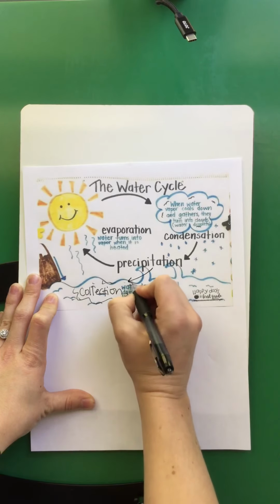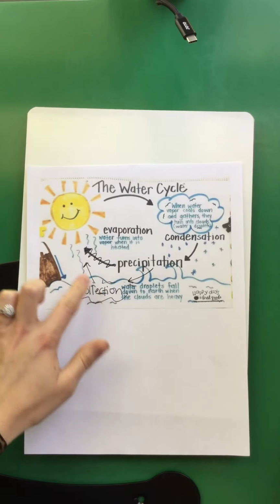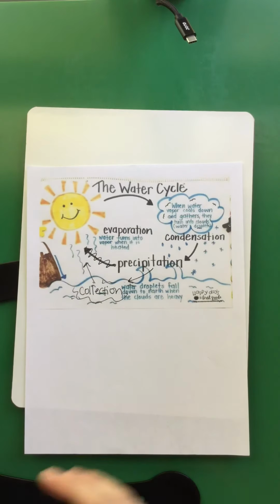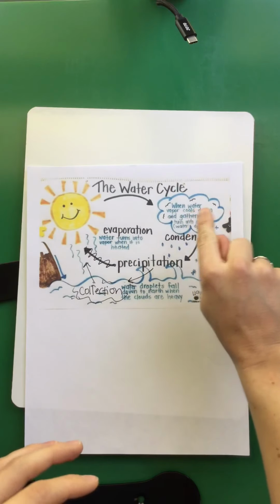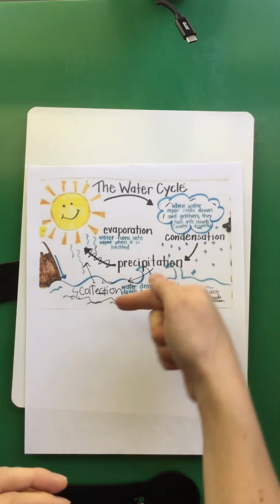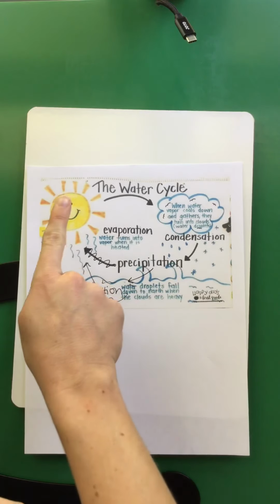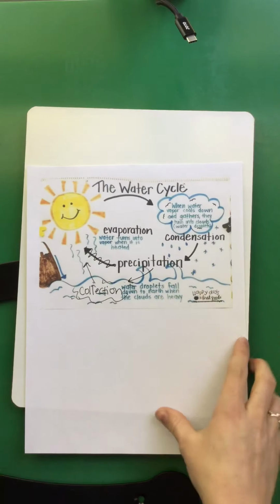So we're going to make our arrow go down like this. And then it goes up when it evaporates and turns into a vapor because it got hot from the sun. And then it cools back down and turns into a cloud, goes back to precipitation, falls back down to the earth and collects, evaporates back to the sky. So that is how our cycle kept on working, okay?